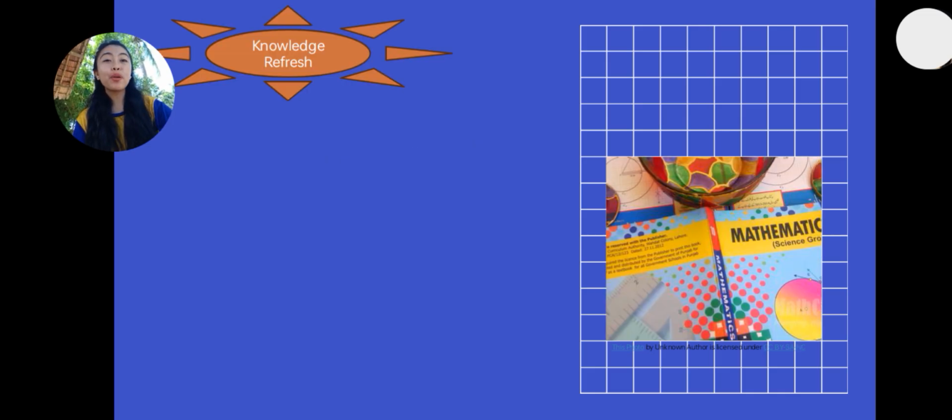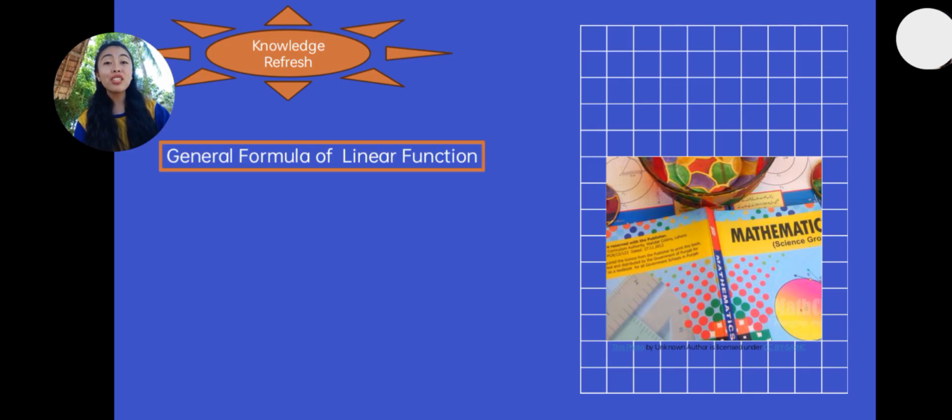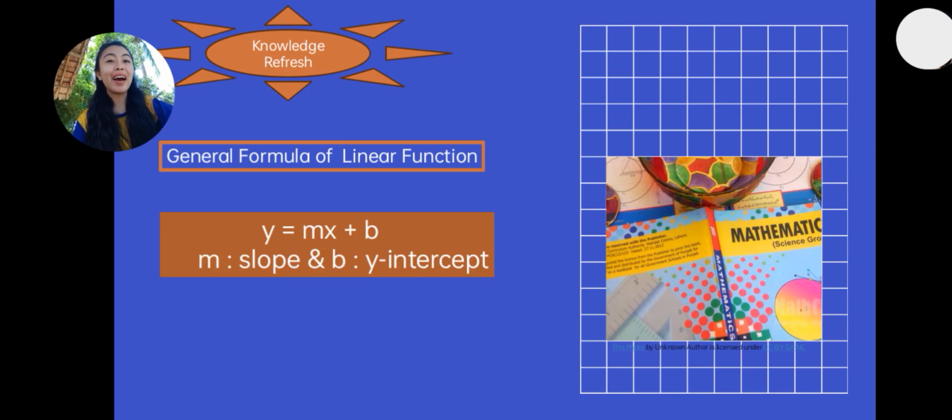Alright, let's begin with a quick knowledge refresh. Yesterday we discussed linear functions. Who can remind me of its general formula? Articulate, we have y is equal to mx plus b, where m is the slope and b is the y-intercept.